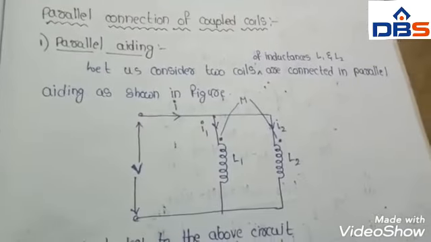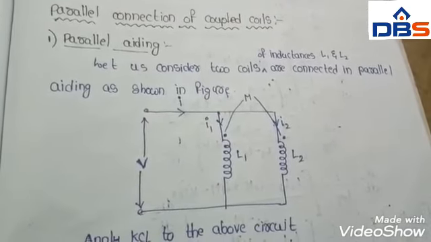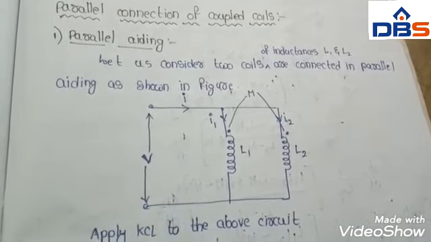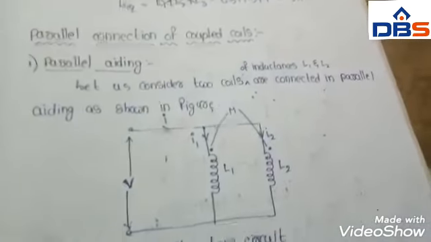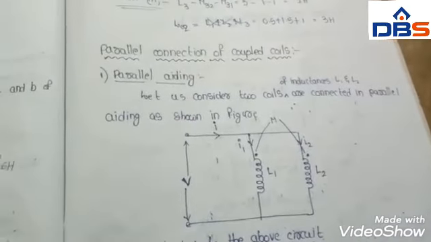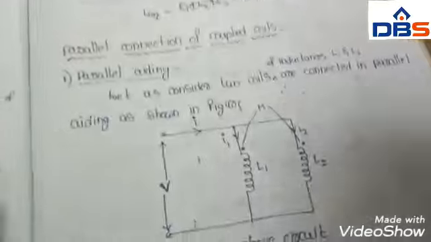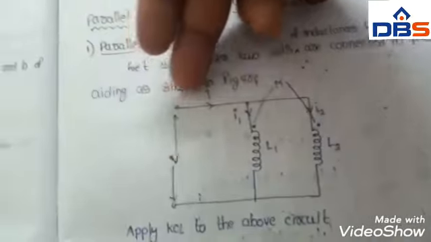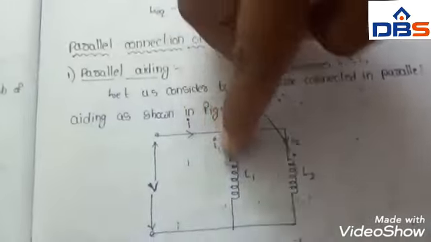Now go for the parallel connection of coupled coils, that is parallel aiding. Whereas in series connection, current is the same, voltage is different. That's why V is equal to V1 plus V2. We calculate different V1 and V2 in aiding, getting L equal to some value. In a similar manner, in a parallel circuit, voltage is the same but current is different. I is equal to I1 plus I2.